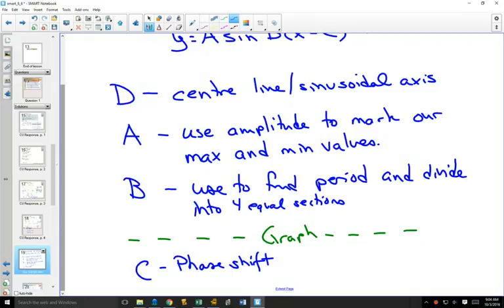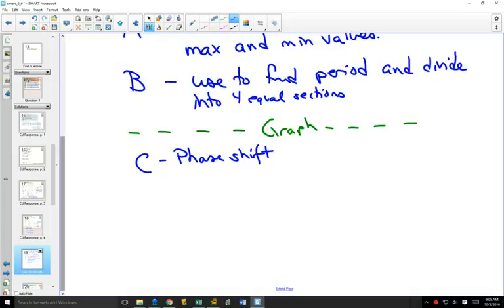So let's see what an example of this graph looks like. You have space at the bottom of the page. Let's do one example.